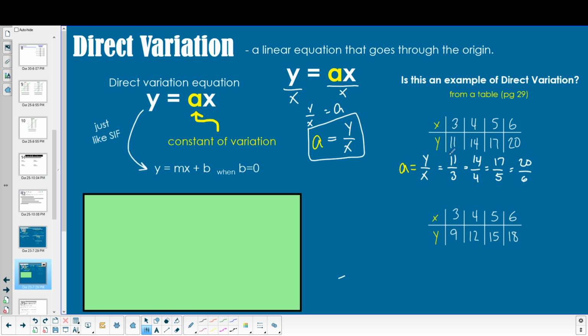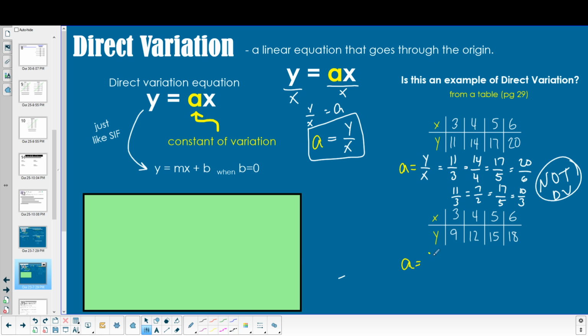All right, here we go. 11/3, that's already simplified. 14/4, that should be 7 halves. Right here already we're getting an inclination that these are not, well, more than an inclination, these are not going to be the same. All right, these are not the same, these are not consistent, so therefore this is not direct variation. Okay, you can stop right there. Let's go ahead and use the same method for this next one.